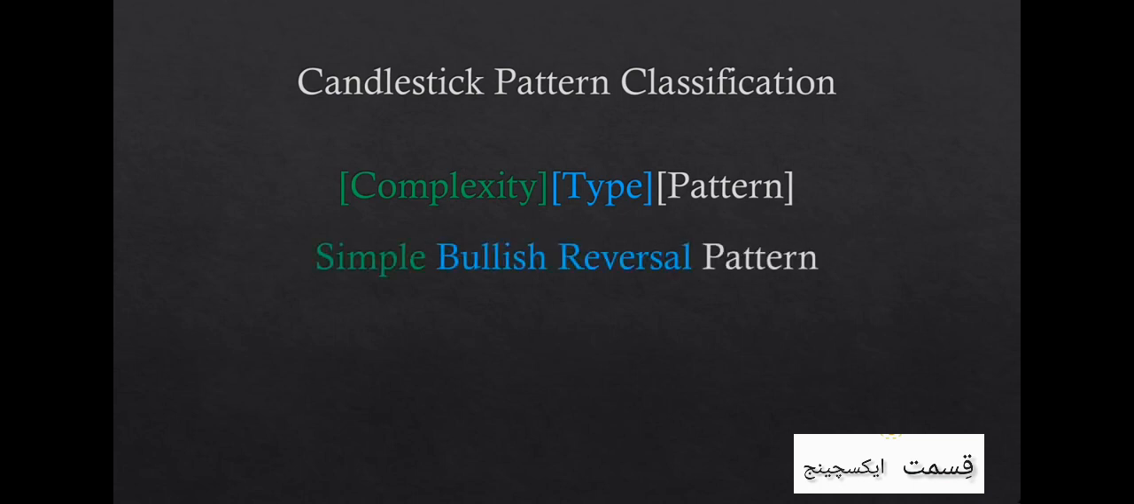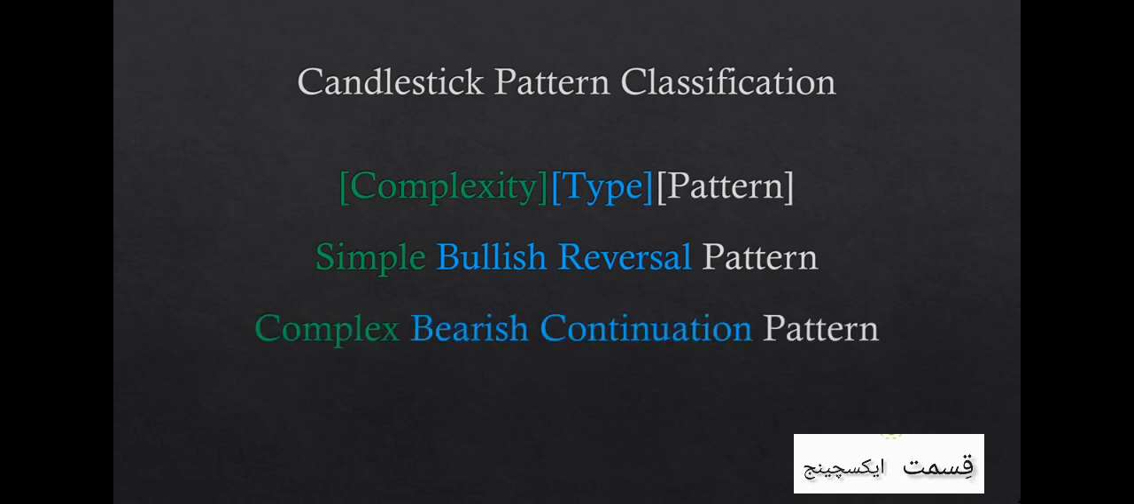Just by looking at the classification, we know that the pattern is composed of only one candlestick since it's a simple pattern, and we also know that the pattern indicates a reversal to the upside since its type is bullish reversal. Another example could be a complex bearish continuation pattern. Again, just by looking at the classification, we know that the pattern is composed of two or more candlesticks, and that it indicates that price will continue to go down since it's a bearish continuation.